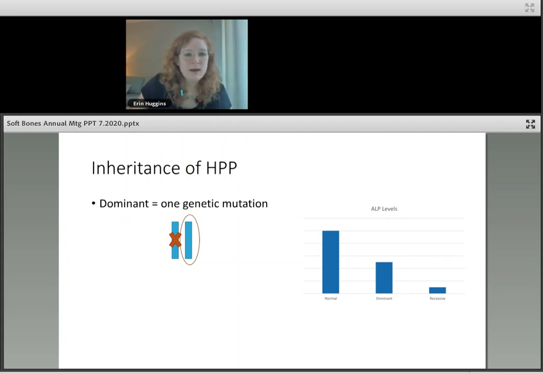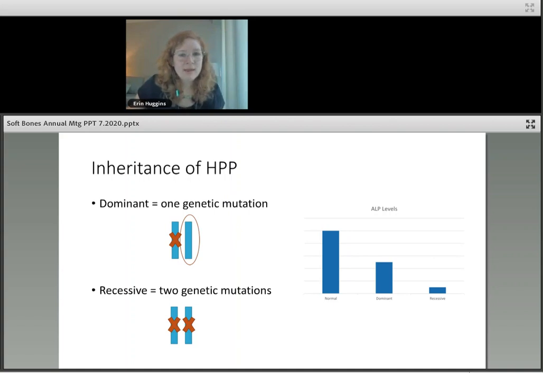Okay, so I'm going to talk a little bit about why we can see differences between dominant and recessive HPP. So I want to go back to my little graph here where we've got a dominant condition. So in the case of dominant HPP, you have the one gene mutation, and you still have one copy of the gene that's working. Okay, so you have at least one copy that's producing some normal ALP. Okay, and then in recessive conditions, when there are two copies, you don't have any normal copies of that gene. So you theoretically don't have any normal ALP.